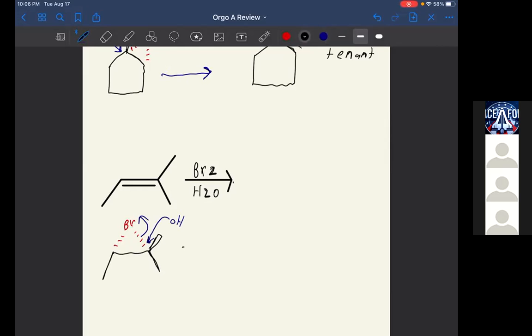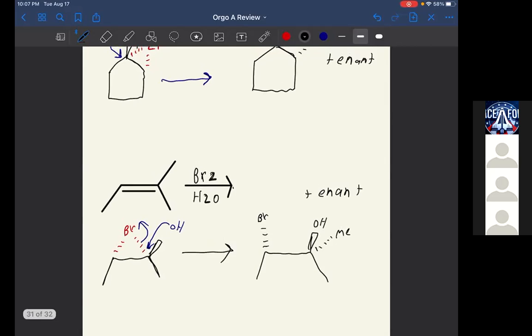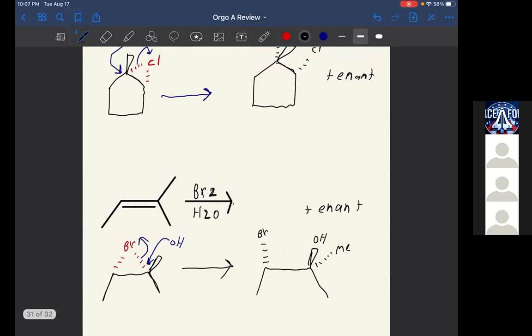And that would then form that. And then the OH takes over because it does the backside attack. And that would leave the methyl with the stereochemistry flipped. And then the Br looks like that. And then once again, plus the enantiomer. And that's anti-addition of halogens.